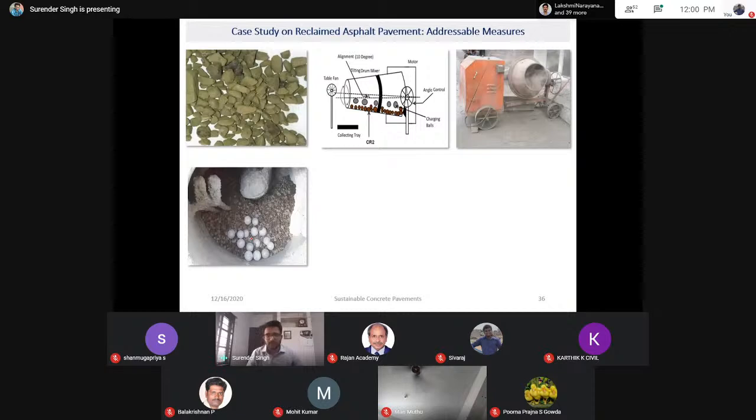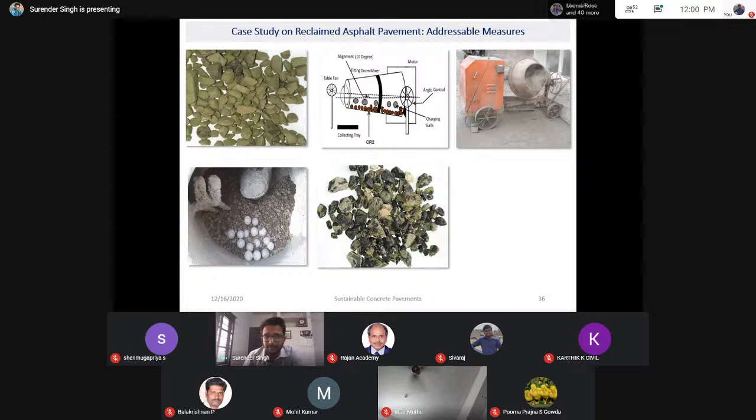You can see here, there is a color difference. Earlier, the aggregates were completely coated with bitumen. Now the surface is visible. Now I'm planning to use them for concrete pavements.